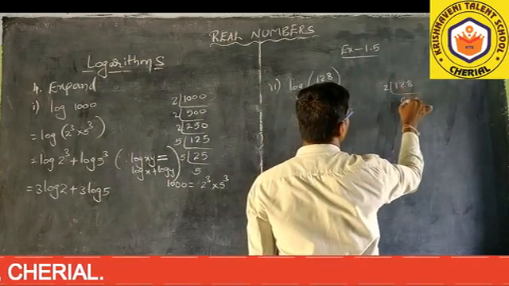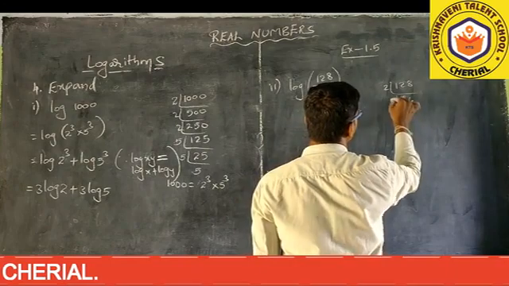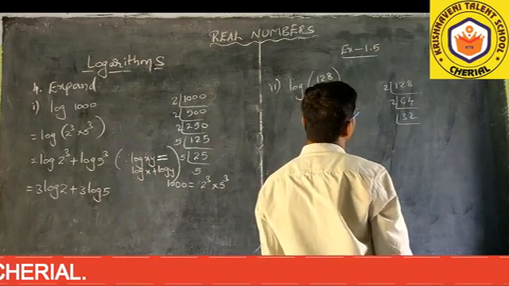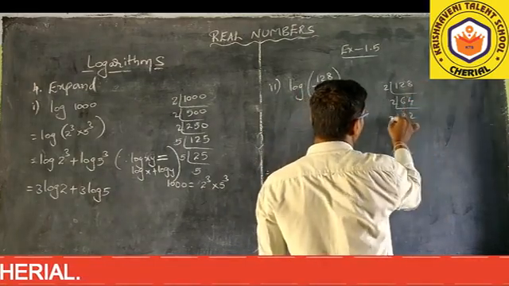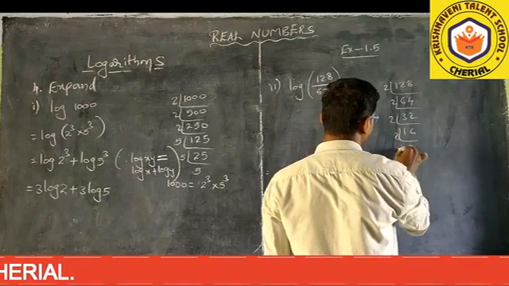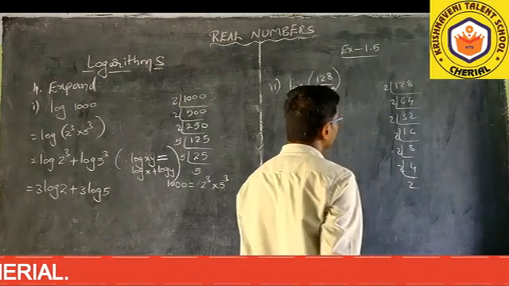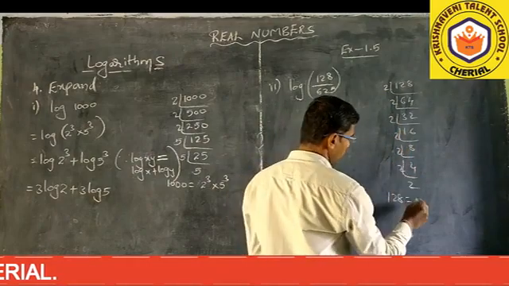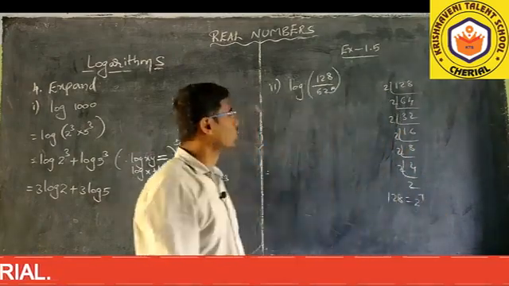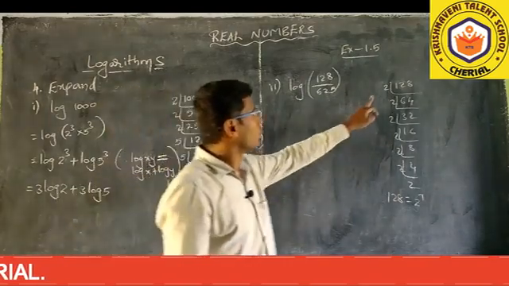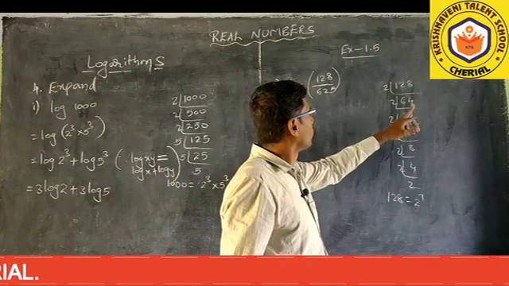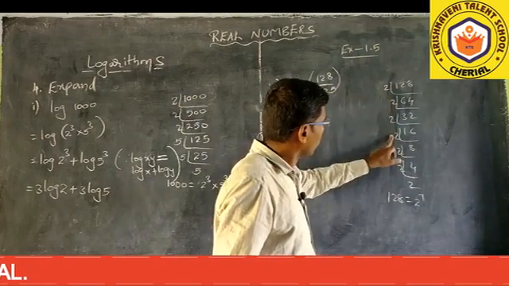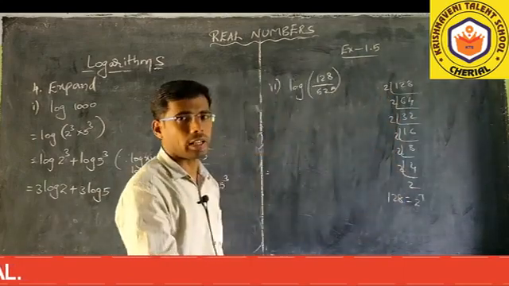Let us see. 128, how can we write it? Dividing by 2 repeatedly: 2 64, 2 32, 2 16, 2 8, 2 4, 2 2, 2 1. Counting 1 2 3 4 5 6 7, so 128 can be written as 2 to the power of 7.